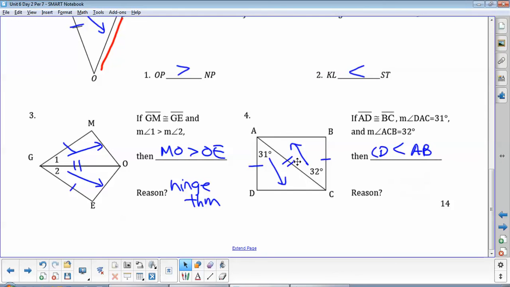Again, you need to look at the side that's opposite the angle. And remember, the side that's opposite the angle is the side that the angle is not touching. It's going to be the one that's on the other side from it. So 31 degrees goes with CD, 32 degrees goes with AB, and since 31 degrees is a smaller number, line segment CD is going to be the smaller segment. And once again, the reason is going to be the hinge theorem.